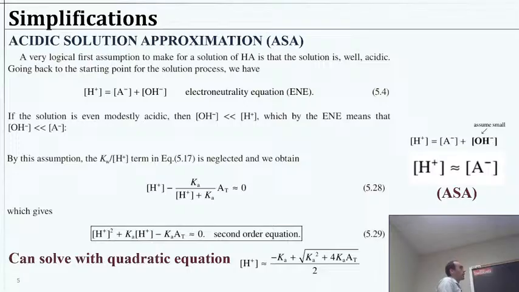Okay, so by this assumption, K water divided by H plus, that's the OH minus, we can kind of get rid of. So in our more elaborate setup, when we substitute in, this is alpha 1 times A total. That's this part, right? So alpha 1. I'm going to clean that up a little bit. So alpha 1 times A total, this is the equation we were looking at last time. H plus minus alpha 1 times A total.